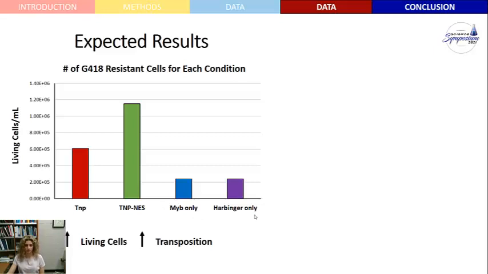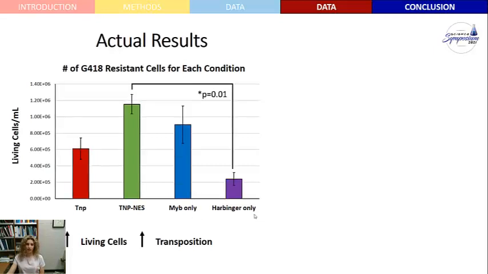Now, what we actually got, our actual results, were somewhat similar in that TNP minus NES appeared to have the greatest amount of transposition, so it appeared to have higher transposition than our TNP. However, what was not expected is that MIB-like, or MIB only, had a higher transposition rate than we expected. But this was not a statistically significant difference. In fact, the only statistically significant difference we had was between our TNP minus NES and our Harbinger.